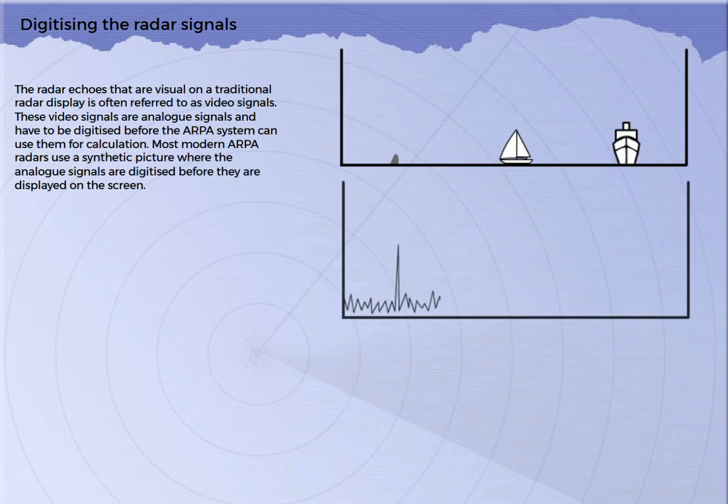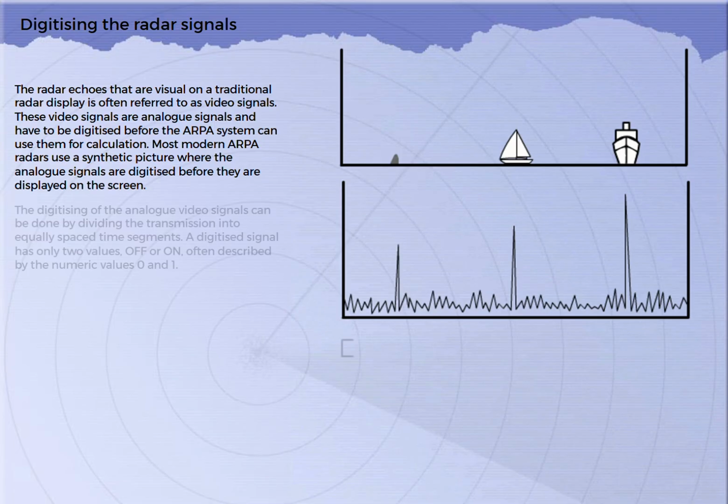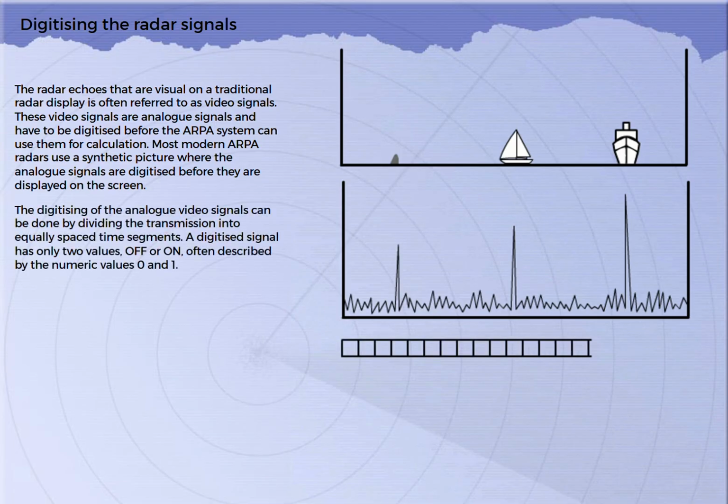The radar echoes that are visual on a traditional radar display are often referred to as video signals. These video signals are analog signals and have to be digitized before the ARPA system can use them for calculation. Most modern ARPA radars use a synthetic picture where the analog signals are digitized before they are displayed on the screen. The digitizing of the analog video signals can be done by dividing the transmission into equally spaced time segments.